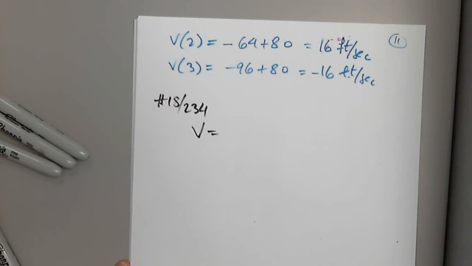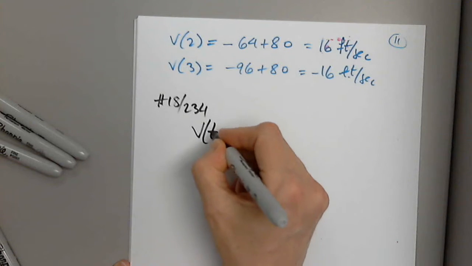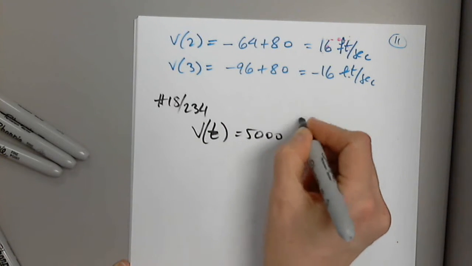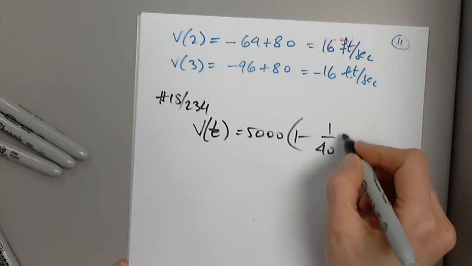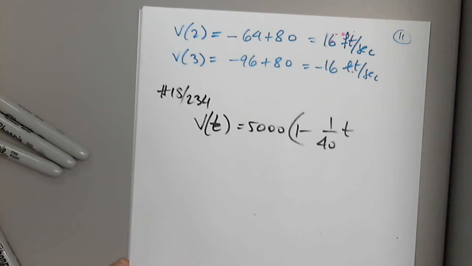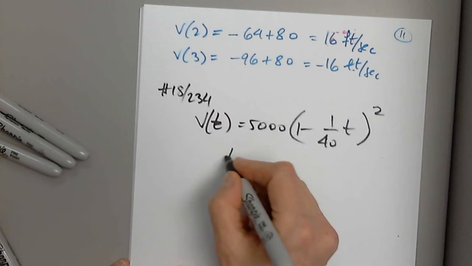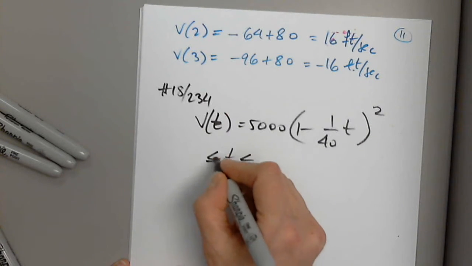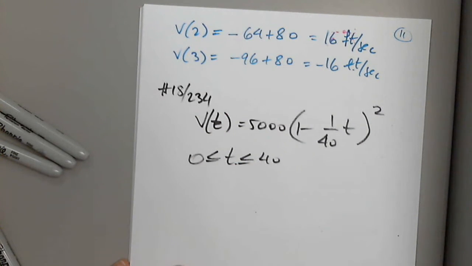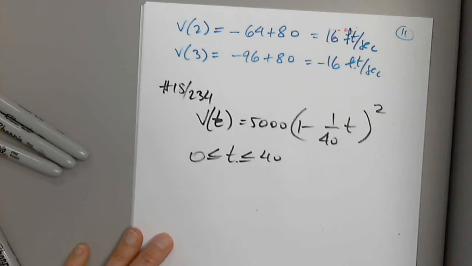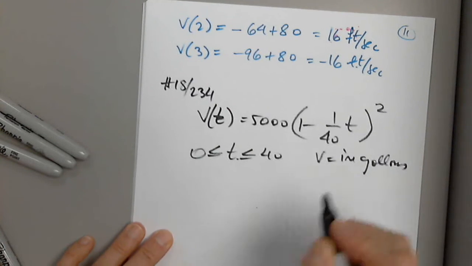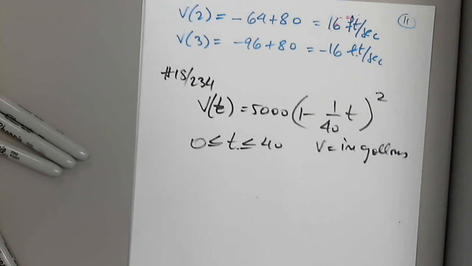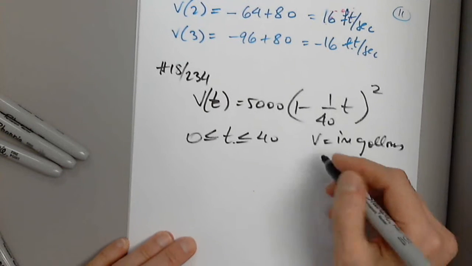So again, this is V of t equals 5,000, in parentheses 1 minus 1 over 40 t, everything squared, and t is between 0 and 40. And volume is in gallons. Have to write all this. And t is in minutes.